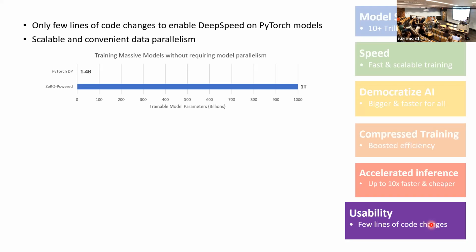The other part is, yes, people want to do it scalably too. And so here we're trying to show that with PyTorch distributed data parallel, or DDP, your limit was 1.4 billion. Now you can train a trillion parameter model, same API, no code change needed.